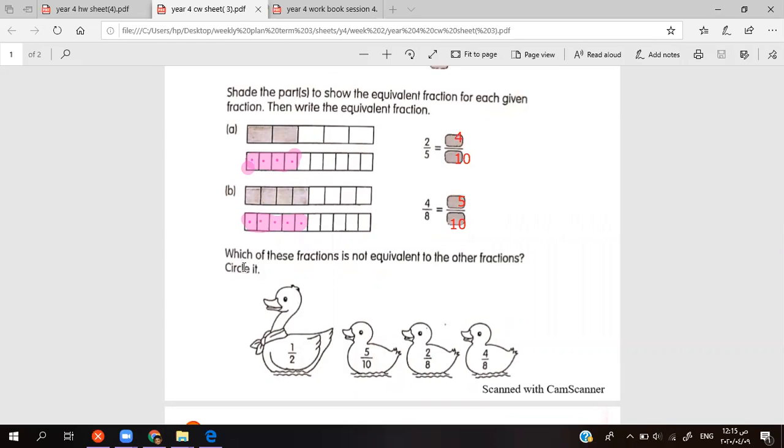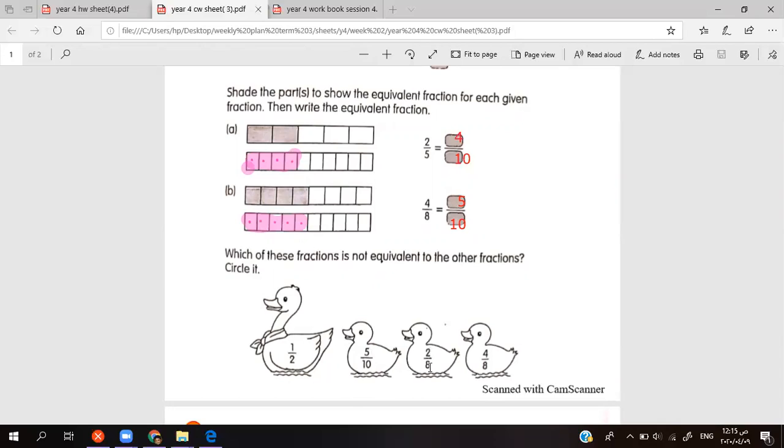Okay, here: which of these fractions is not equivalent to the other fractions? Which of these are not the same? Well, with our minds, 1 over 2 is a half. 5 from 10 is 5, half the 10. Yes, so this is also a half.